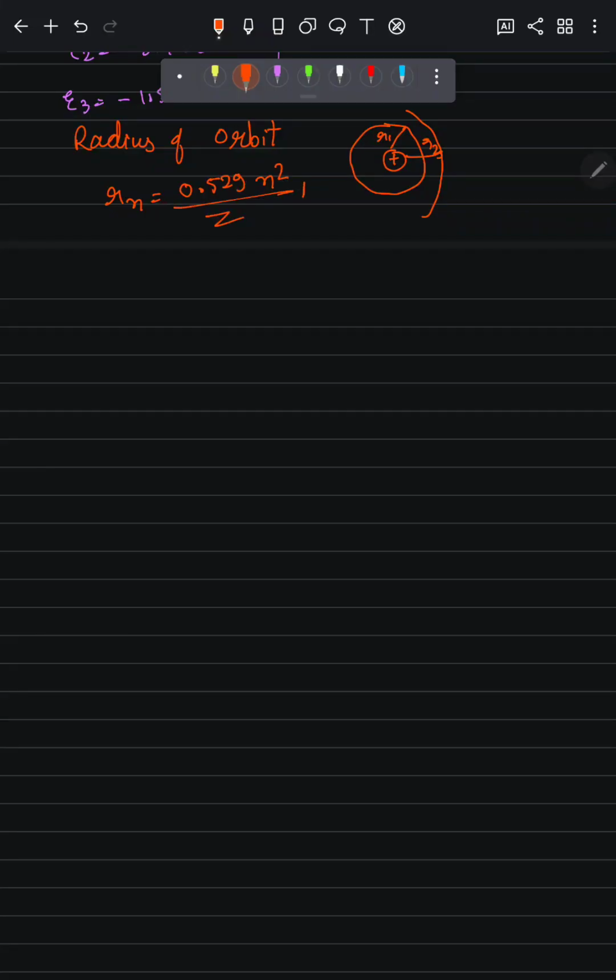Now let's discuss another formula, which is the radius of orbit. If we talk about this proton, and there is R1 and another R2, then Rn equals 0.529 n square upon Z angstrom. This is the radius of orbit.